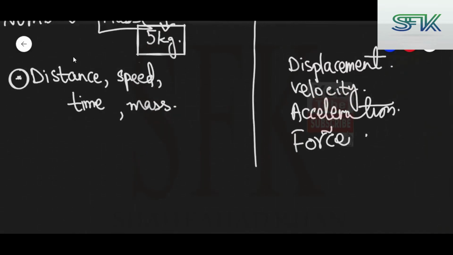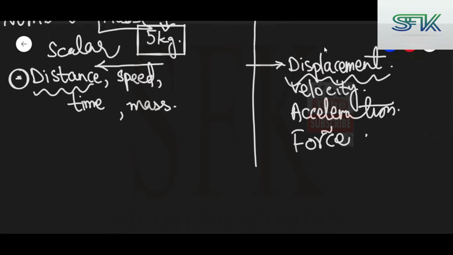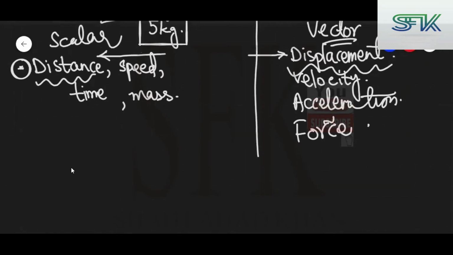First of all, what's the difference between distance and displacement? The very first difference, which you might have already guessed, is that distance is a scalar quantity, whereas displacement is a vector quantity. This column mentions all the vector quantities, and this column mentions all the scalar quantities. In order to understand the difference between distance and displacement, we need to define them.